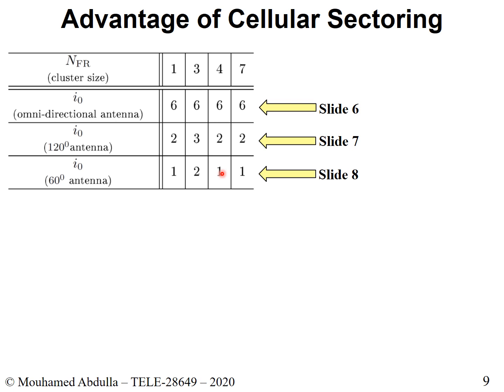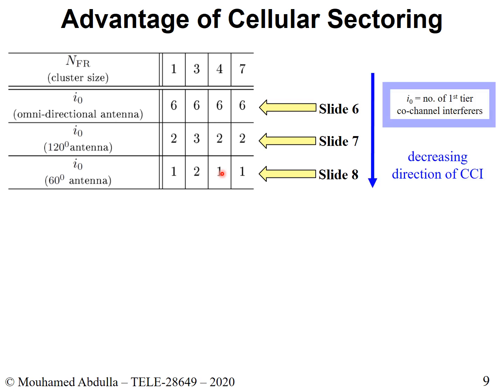As you can see right away, we could observe the following: the CCI, the co-channel interference, is decreasing as we increase the number of antennas on the base station. So when we use sectoring, the co-channel interference decreases, and that's really what we generally want to have. We want to have less interference, and therefore having sectoring on your antenna is a good thing.